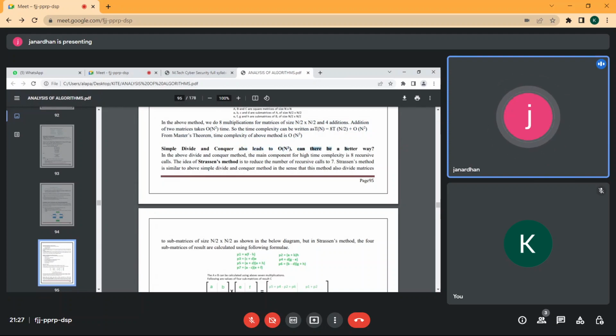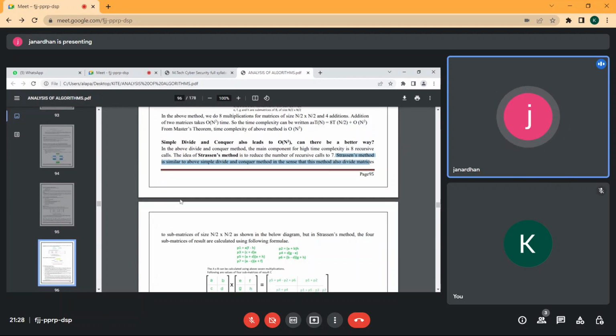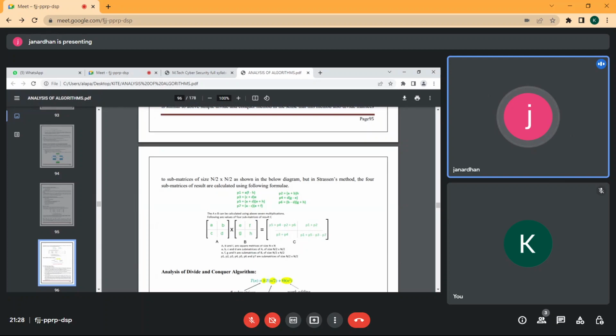Okay, can there be a better way? In the above divide and conquer method, the main component for high time complexity is the 8 recursive calls. The idea of Strassen's method is to reduce the number of recursive calls to 7. Strassen's method is similar to the above simple divide and conquer method in the sense that this method also divides matrices into submatrices of size n by 2 by n by 2, as shown in the below diagram. But in Strassen's method, the four submatrices of the result are calculated using the following formula.